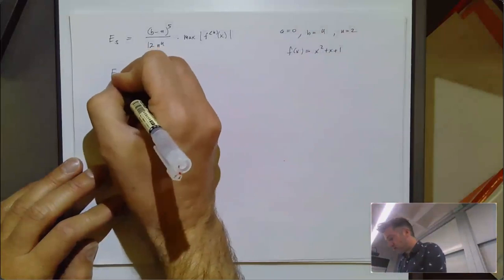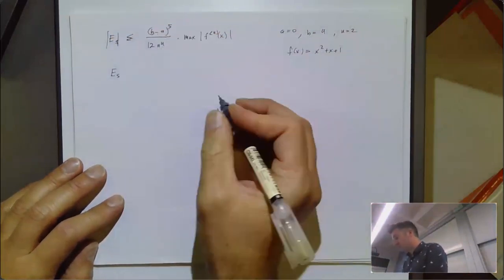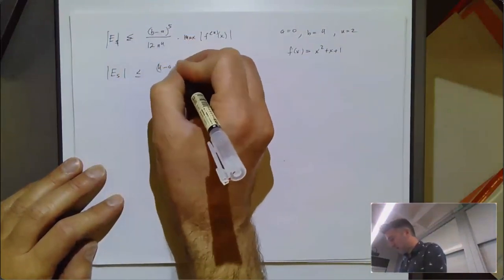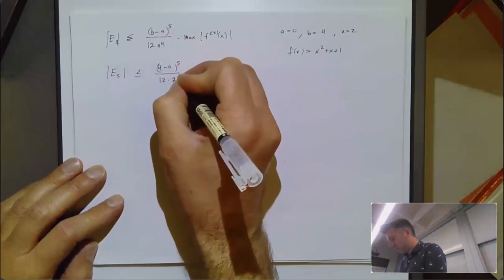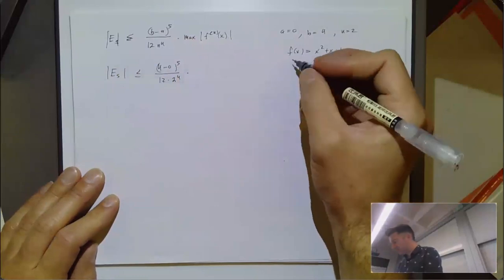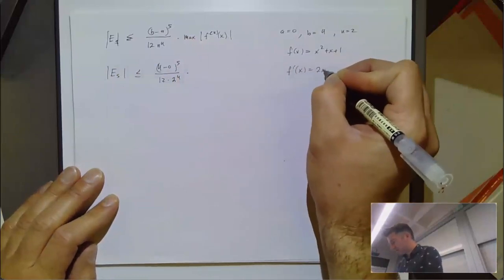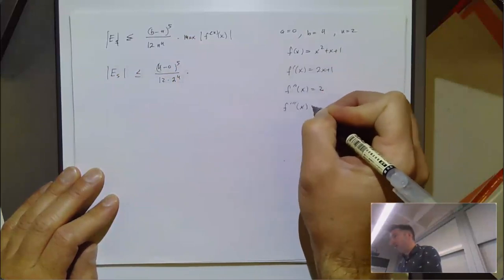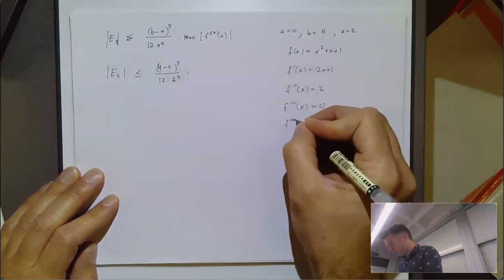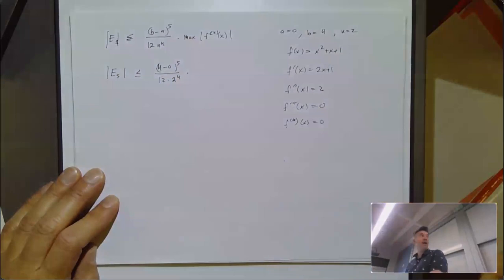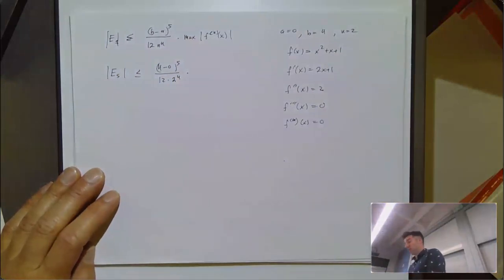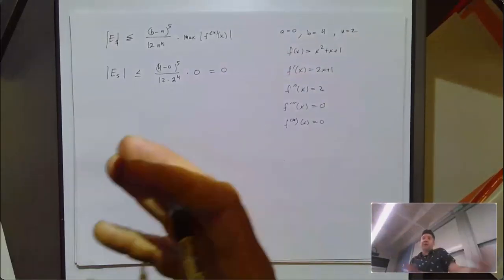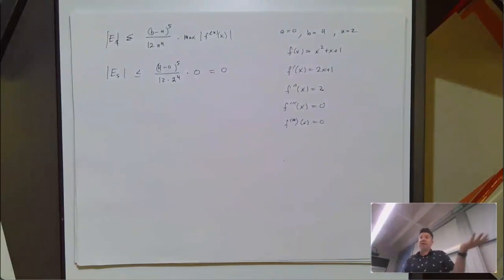Our error using Simpson's rule is less than or equal to 4 minus 0 to the fifth over 12 times 2 to the fourth times, let's take some derivatives. The first derivative is 2x plus 1. The second derivative is 2. The third derivative is 0. The fourth derivative is also 0. So no matter what I plug in for x, the maximum that derivative can be is 0, which means the maximum the error can be is 0. And if the error is 0, that means the approximation is exactly correct.